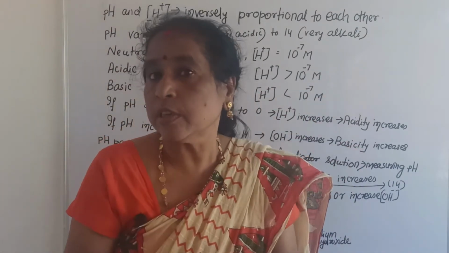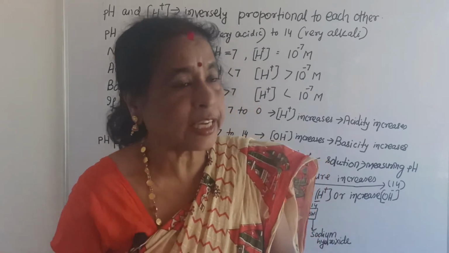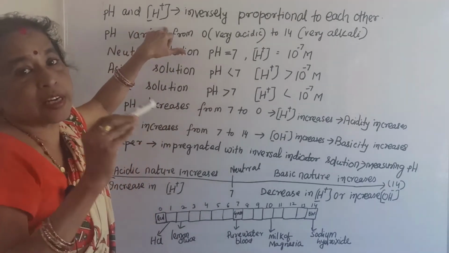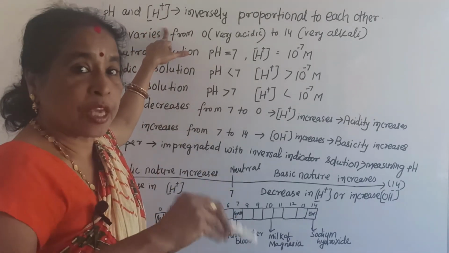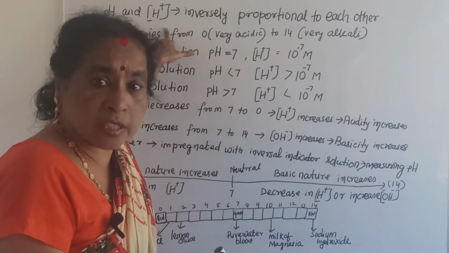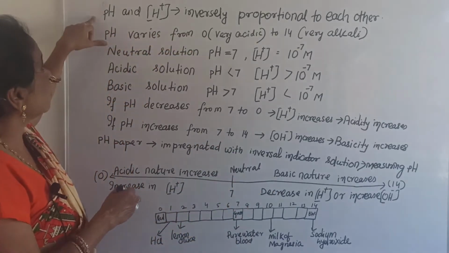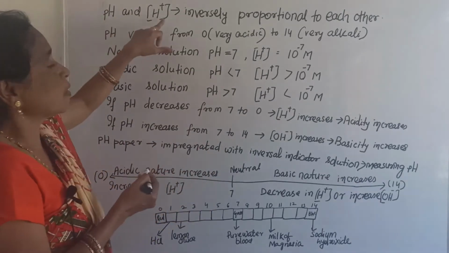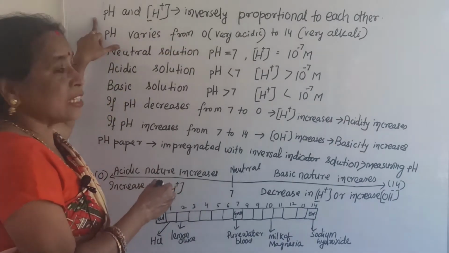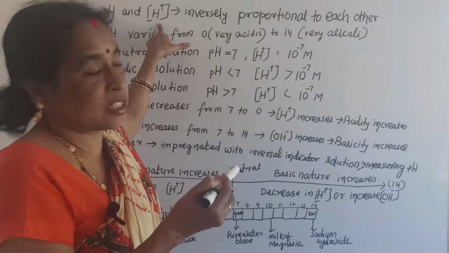What is meant by inversely proportional to each other? That means if one increases, the other will decrease. Now see, if pH increases, the hydrogen ion concentration decreases. If more hydrogen ion concentration, it is more acidic. If less hydrogen ion concentration, less acidic. Then how is it related to pH? If pH increases, then the H plus ion concentration decreases. Similarly, if pH is less, then there is more H plus ion concentration.